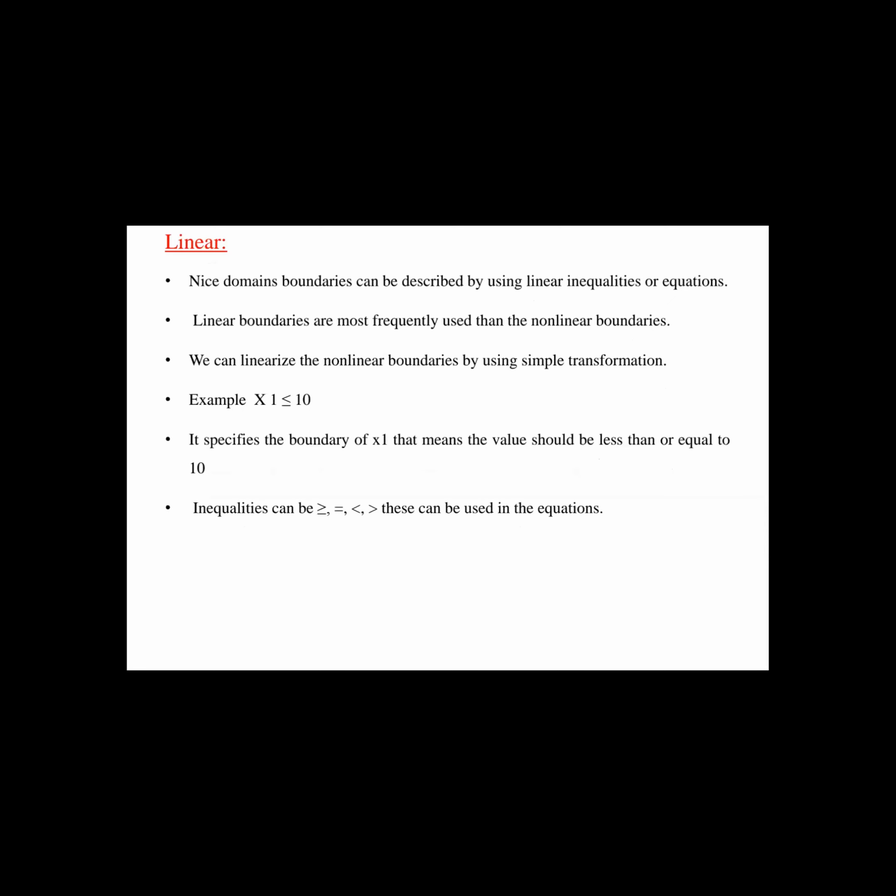See here, for example, this is an equation form. For example, the boundary of a particular variable, x1 is a variable. The boundary of x1 should be less than or equal to 10. That means the value of x1 should not go beyond 10. So the maximum value should be 10. The minimum value, for example, we are taking as 0, which means the value of x1 should be 0 to 10.